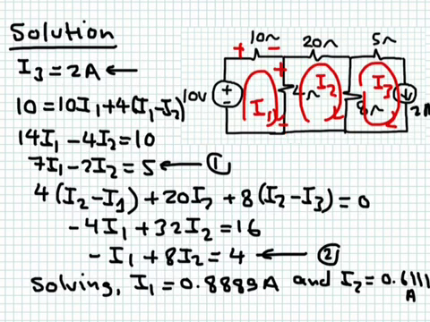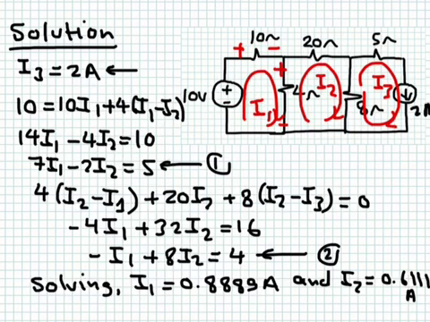So the current here with this polarity, if I want to calculate this voltage drop across the 4 ohm with this polarity, this is 4 (I1 minus I2). So this is the equation: 10 is equal to 10 I1 plus 4 (I1 minus I2). This is my first equation.